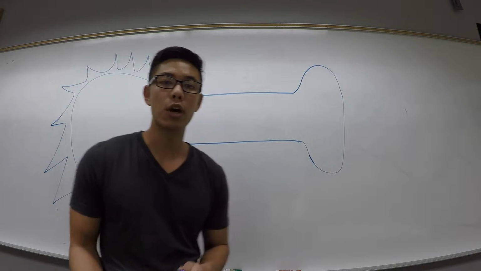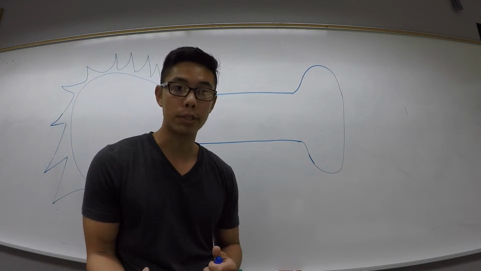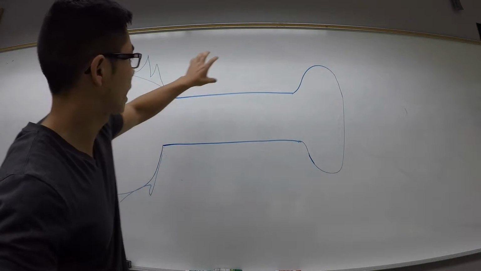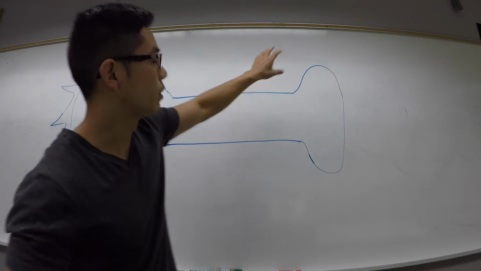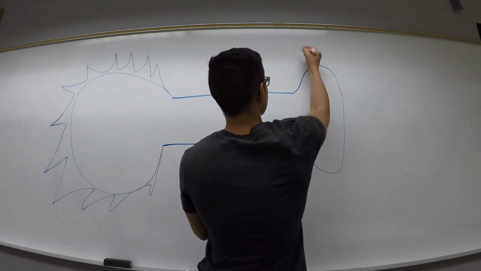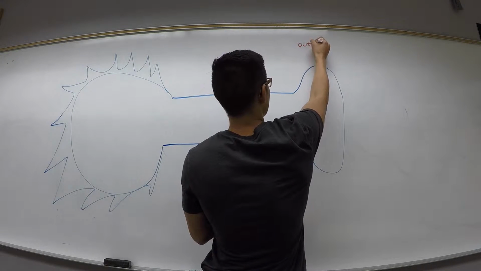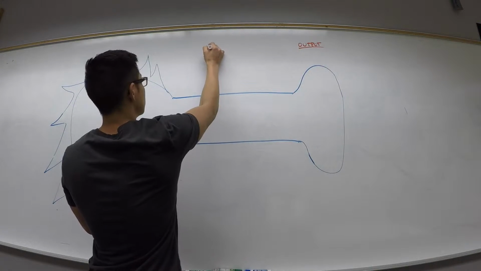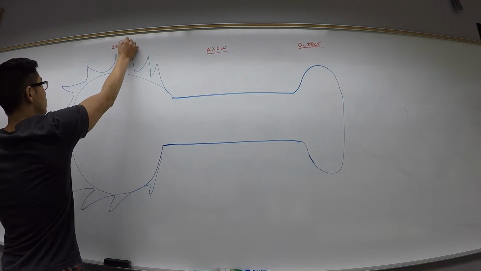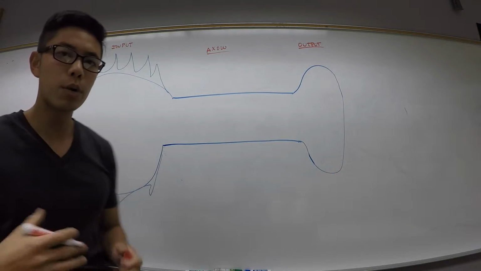And so each neuron has three main components to it. We always have an input region here, we always have an axon region, and we always have an output region. And so if I were to label these for you, this is going to be our output region, this is going to be our axon, and this is going to be our input region. And so let's start with the input region.